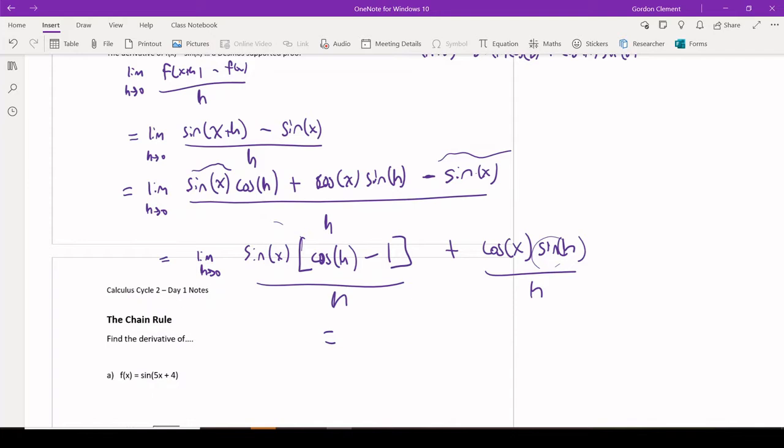And then I'm going to go even further. If you have two things in a limit, you can take the limit of each thing separately. And sine of x doesn't care if h goes to 0. So if h goes to 0, sine of x stays as sine of x. If h goes to 0, cos of x stays as cos of x. So I can factor out the sine of x because I know that it doesn't care about the limit.